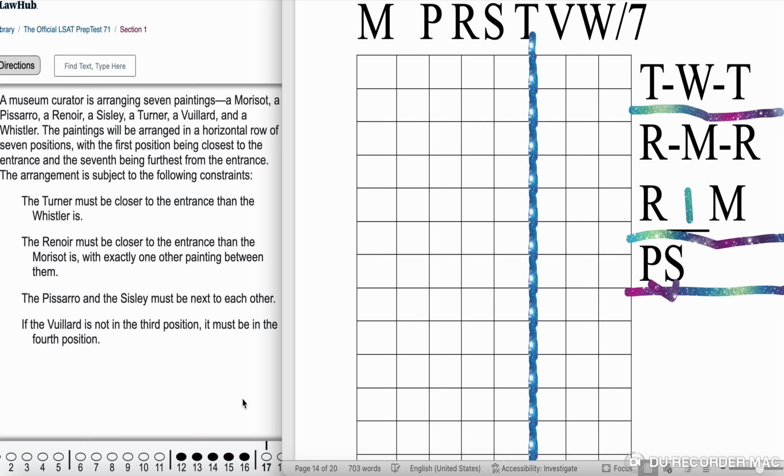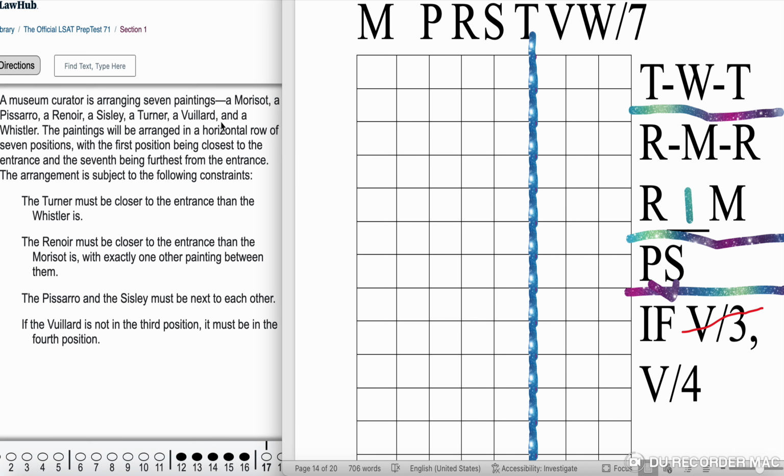The last condition states that if V is not in the 3rd position, that's going to be kind of interesting to put down. Basically, if V is not in the 3rd position, V must be in the 4th position. Let me make sure I got my crossing out. I like to do my crossouts in red sometimes because it signifies the difference between it being removed.